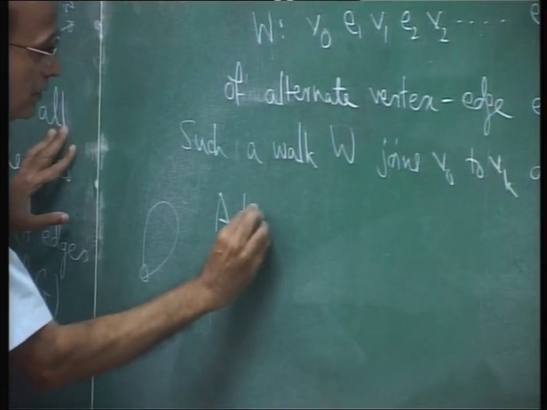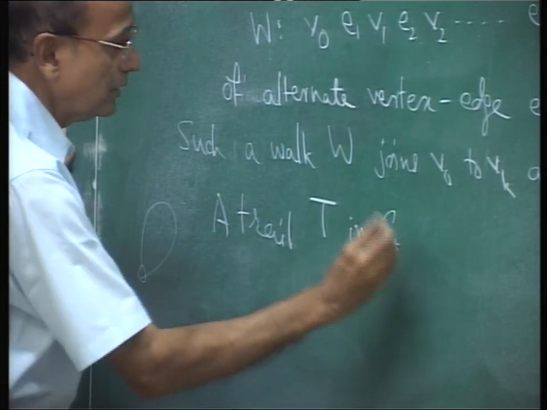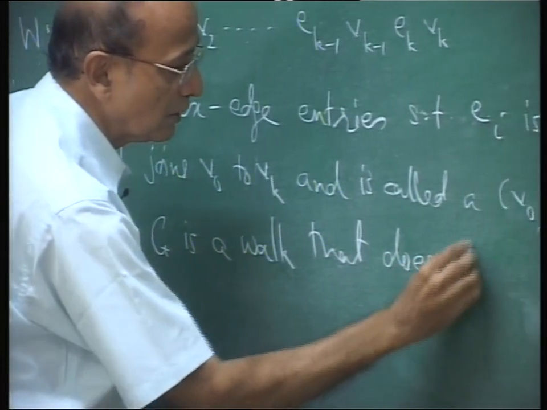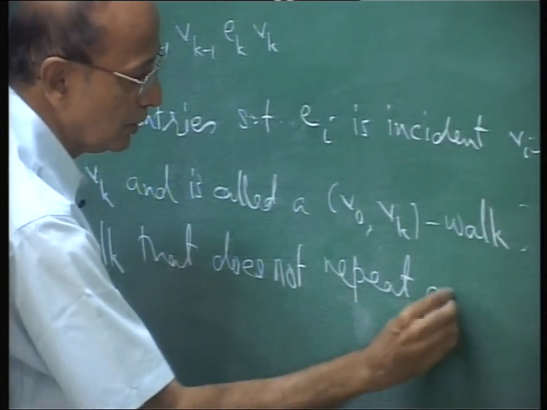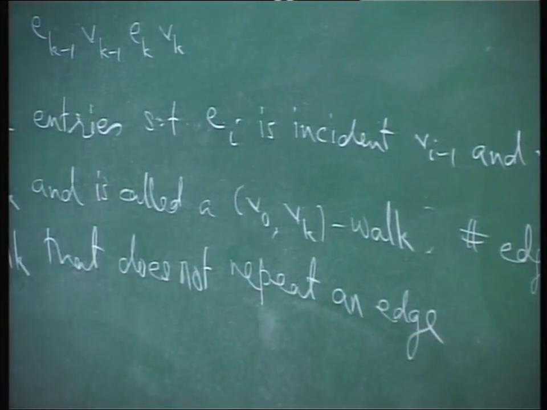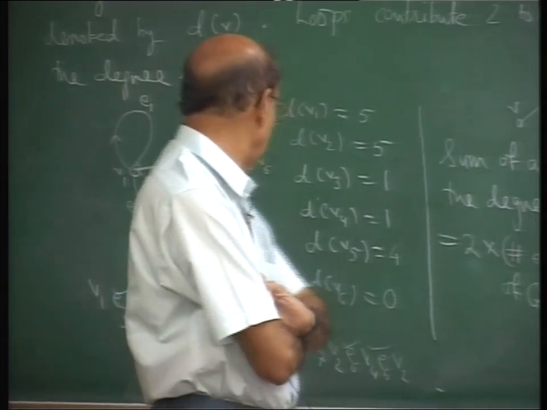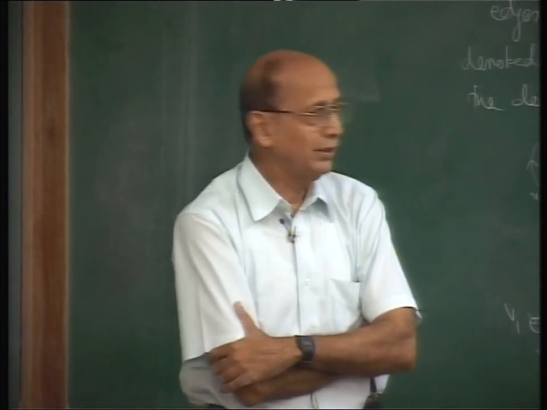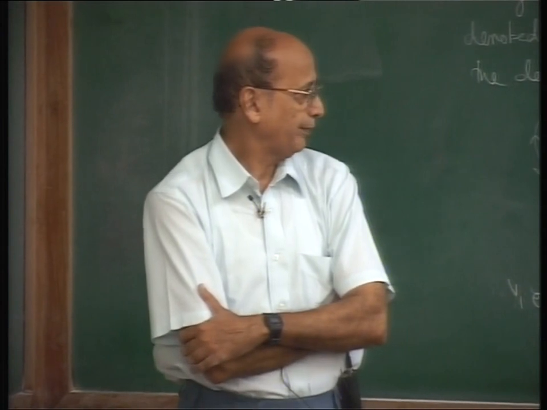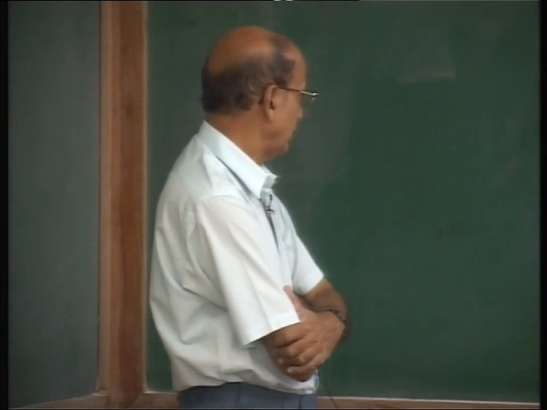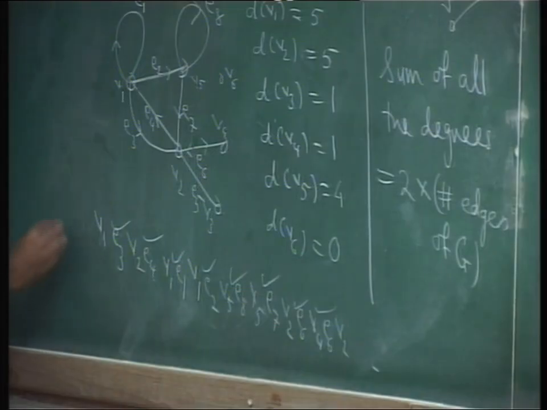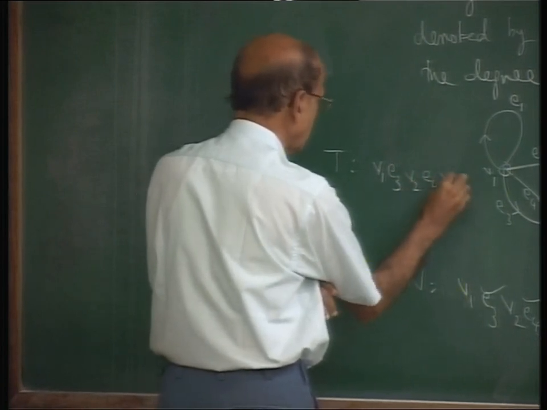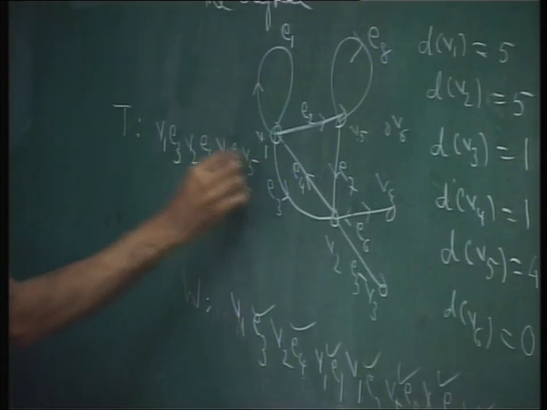A trail is a walk that does not repeat an edge. So that is not quite a trail, because I did repeat that edge E6. That edge E6 was repeated. So that's only a walk. It is not a trail. What would constitute a trail? So this is a walk. That's a trail.